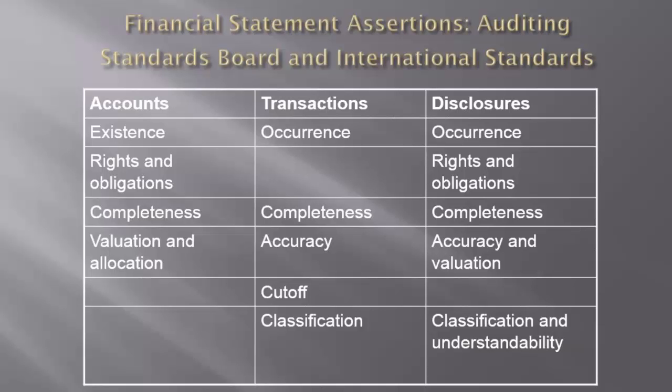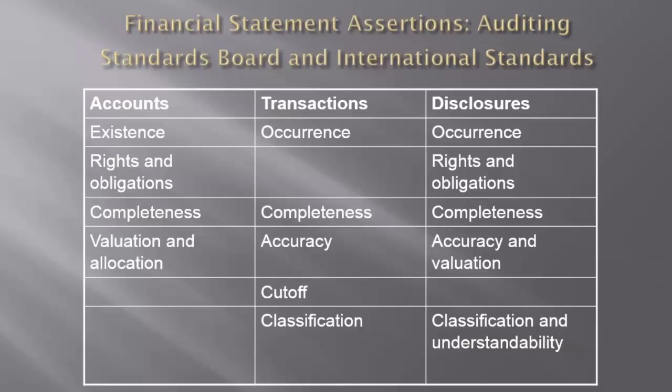So when we're looking at existence for account balances, we're testing from the perspective of taking items from the ledger that defines the fixed assets and looking for their existence. I've done many fixed asset audits, and basically what we're doing is taking a random sample from the fixed asset list and finding the asset and making sure that it actually exists.